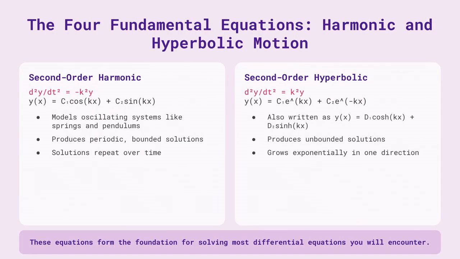The second pair of fundamental equations are second-order models, harmonic and hyperbolic motion. Harmonic motion, d²y/dt² equals -k²y, produces periodic, bounded solutions, modeling systems like pendulums. Hyperbolic motion, d²y/dt² equals k²y, produces unbounded solutions, growing exponentially in one direction.